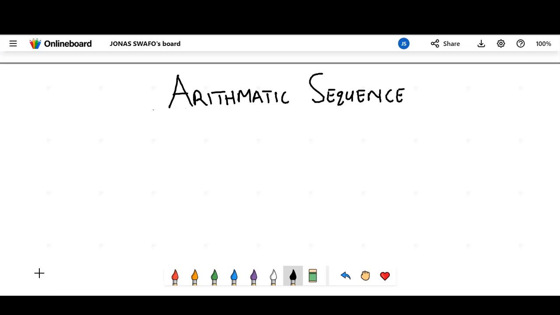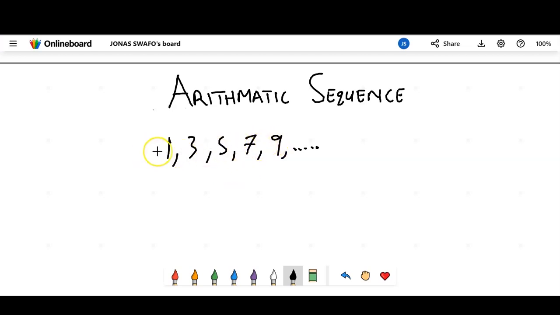Today we're going to be dealing with arithmetic sequences. First of all, what is an arithmetic sequence? An arithmetic sequence is a sequence of numbers that is characterized by a common difference. For example, let's take a sequence of odd numbers. Our odd numbers are 1, 3, 5, 7, 9, and they continue.